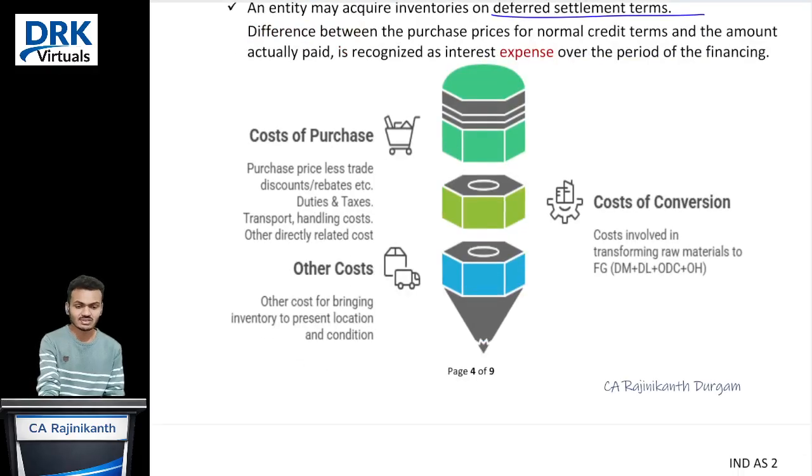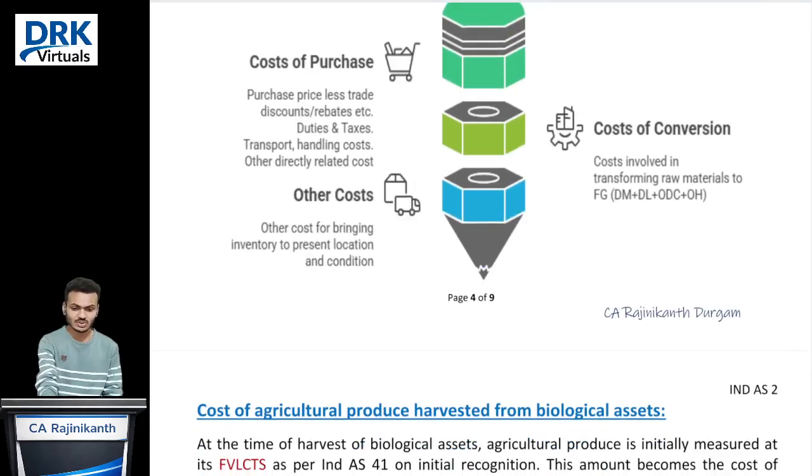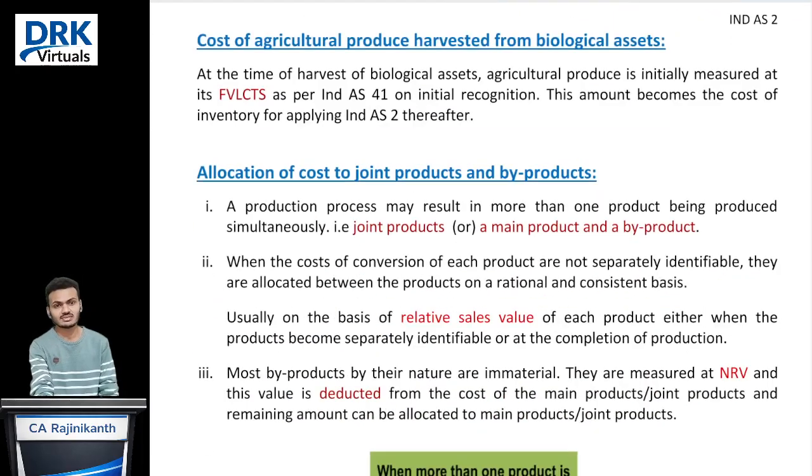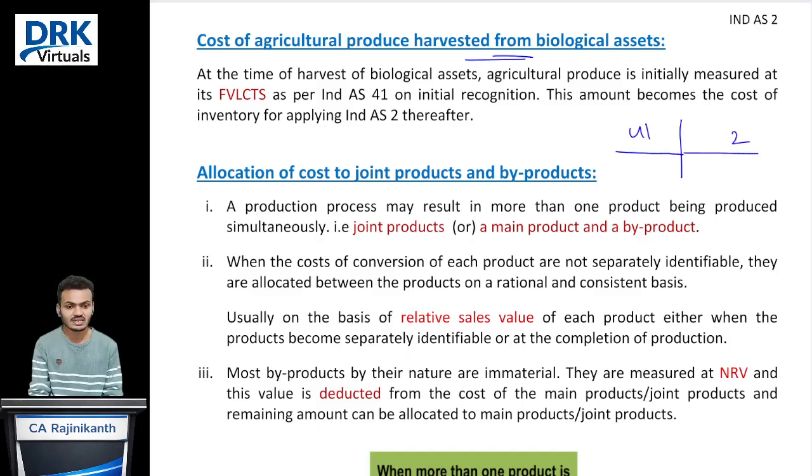Clear? So with this, we determined the cost of inventory by adding cost of purchase, cost of conversion, and other costs. Right? Now we know the cost of inventory. So in special cases, how to determine the cost? For example, if our product is harvested agricultural produce, what is the cost? Let's assume this is the point of harvest. Till now Ind AS 41 is applicable, and after this Ind AS 2 is applicable.